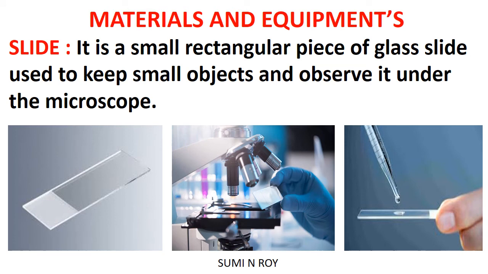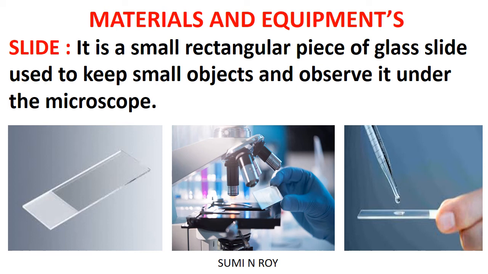The last instrument which we discuss is the slide. It is a small rectangular piece of glass used to keep small objects and observe them under the microscope. There are many more equipments which we find in laboratories, but these are a few important instruments.